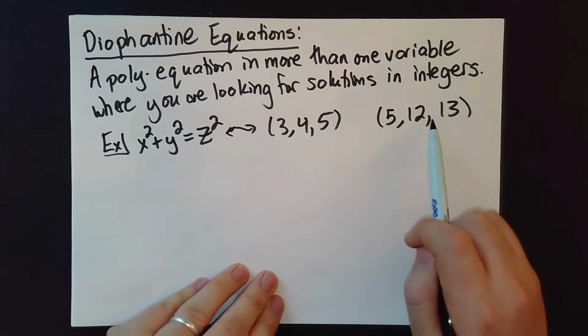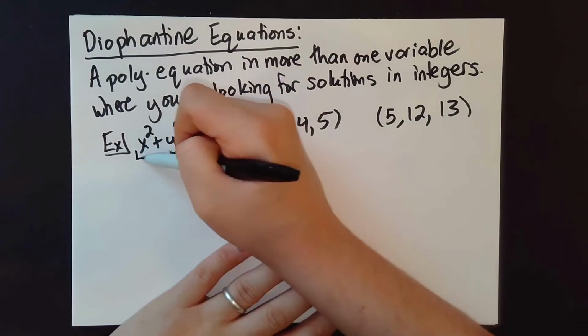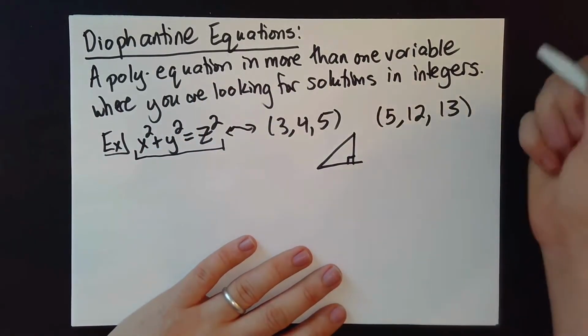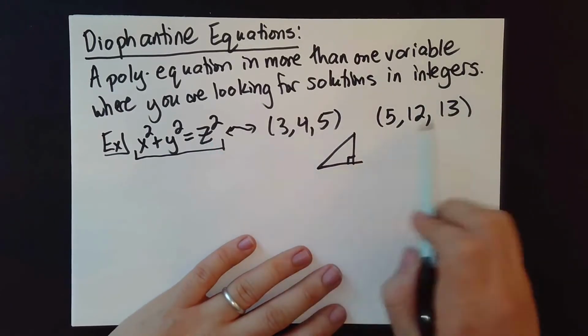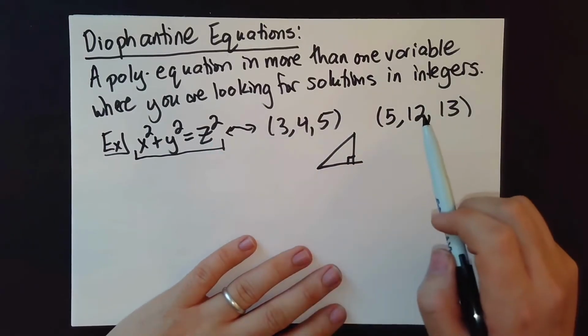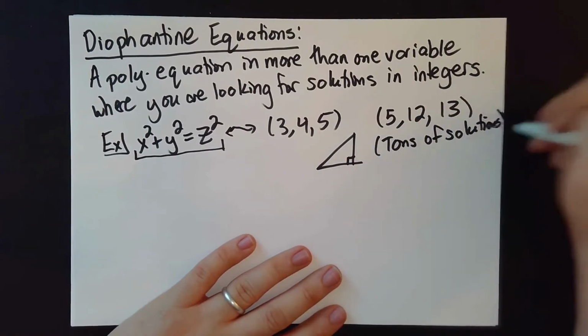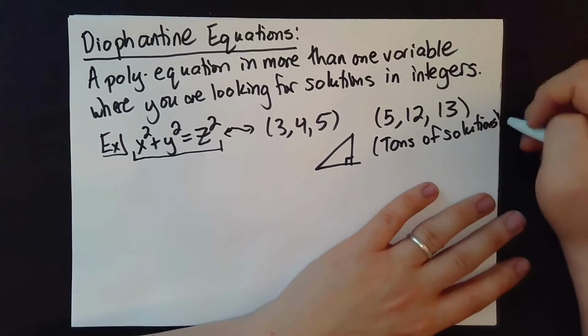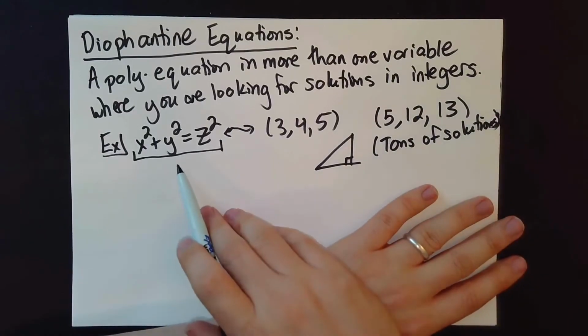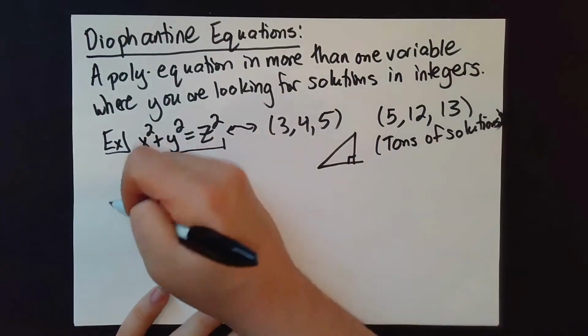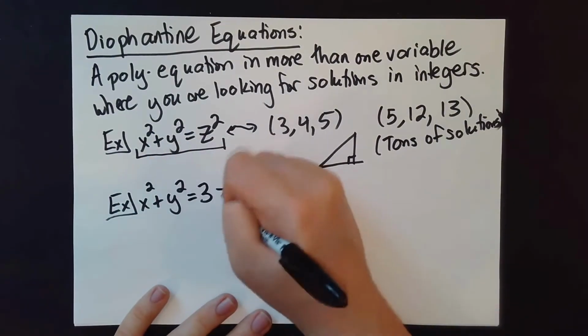And so actually there's some connection between this equation and the Pythagorean theorem. But we certainly know there's at least these solutions. And in fact, there are tons of integral solutions to this equation. In fact, I promise later we'll actually write down all the solutions to this equation. But there are tons of them. Let me make a slight tweak to this.